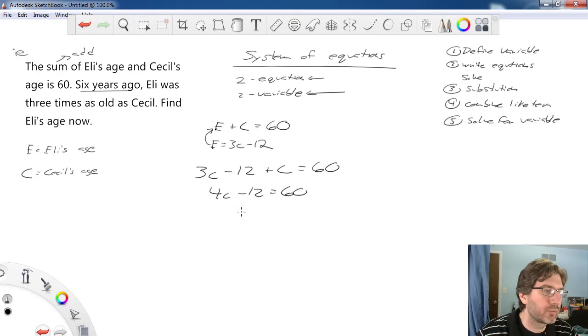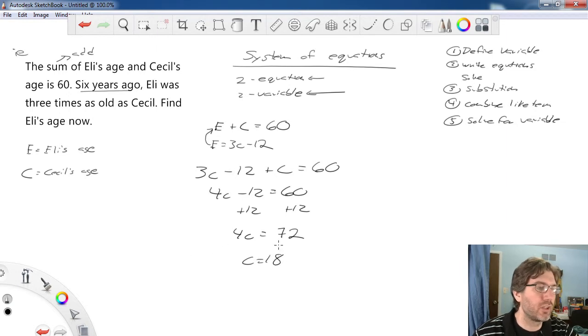Hopefully this is going to make more sense. Add 12 to both sides. You get 4c equals 60 plus 12 is 72, which is divisible by 4. 72 divided by 4 gives us 18, so c equals 18. So I know Cecil's age is 18.